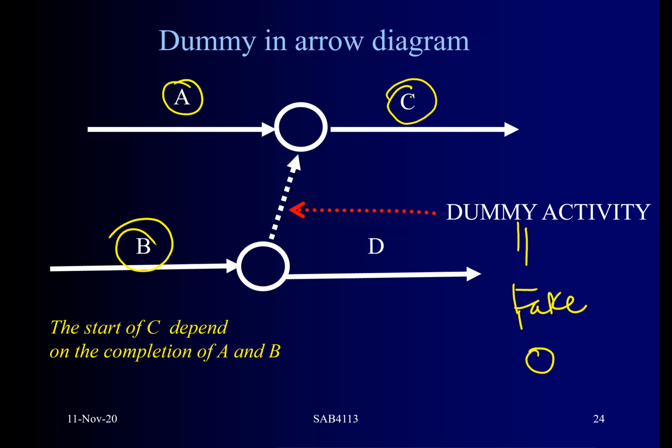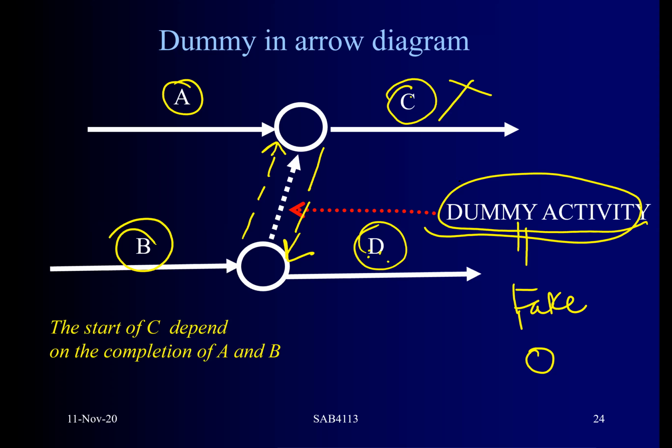But how about D then? Even though the dummy is there, D will start only after B is completed. It has nothing to do with the dummy, because the arrow of the dummy is facing the other way around. Unless we draw the arrow facing this way, then D will start once A and B are completed, and C has nothing to do with the dummy. So you see why the dummy is used to indicate relationship.